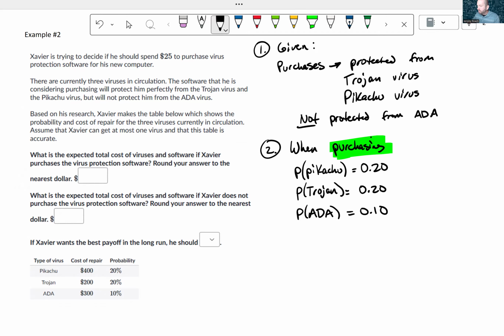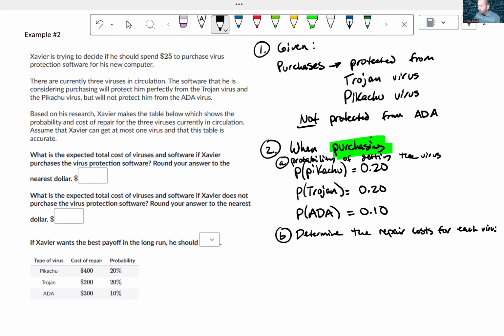Okay, so that's the probability. So we're just writing the probability for these of getting the virus. Okay, for part B, what we're going to find is we're going to figure out the repair costs for each virus.